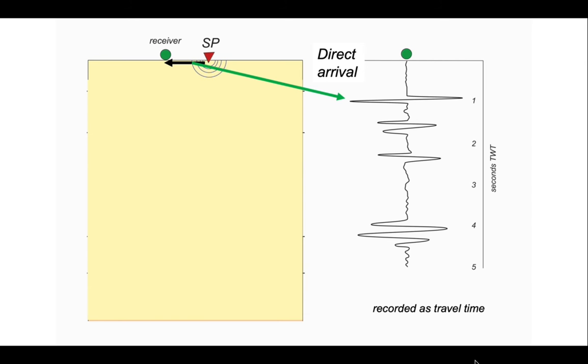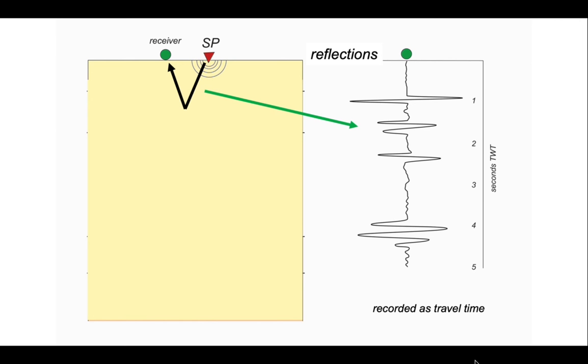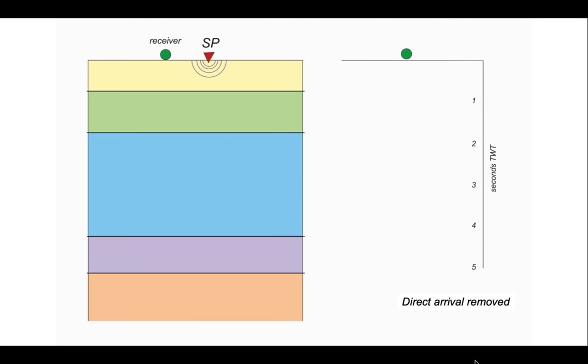So when we look at the seismic record at the receiver, we can see that after the direct arrival there's a series of other bursts of energy that are recorded, and one of these here is the energy that is reflected off some interface in the subsurface. This is our first reflection. So let's see how this might play out.